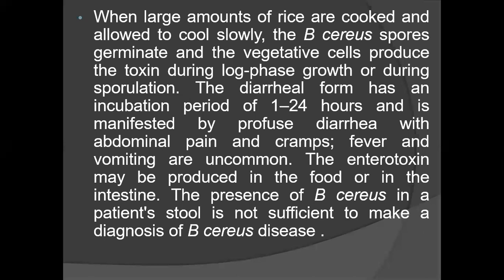Now, the diarrheal form has an incubation period of 1 to 24 hours and is manifested by profuse diarrhea with abdominal pain and cramps. Fever and vomiting are uncommon. The enterotoxin may be produced in the food or in the intestine. The presence of Bacillus cereus in a patient's stool is not sufficient to make a diagnosis of Bacillus cereus disease.